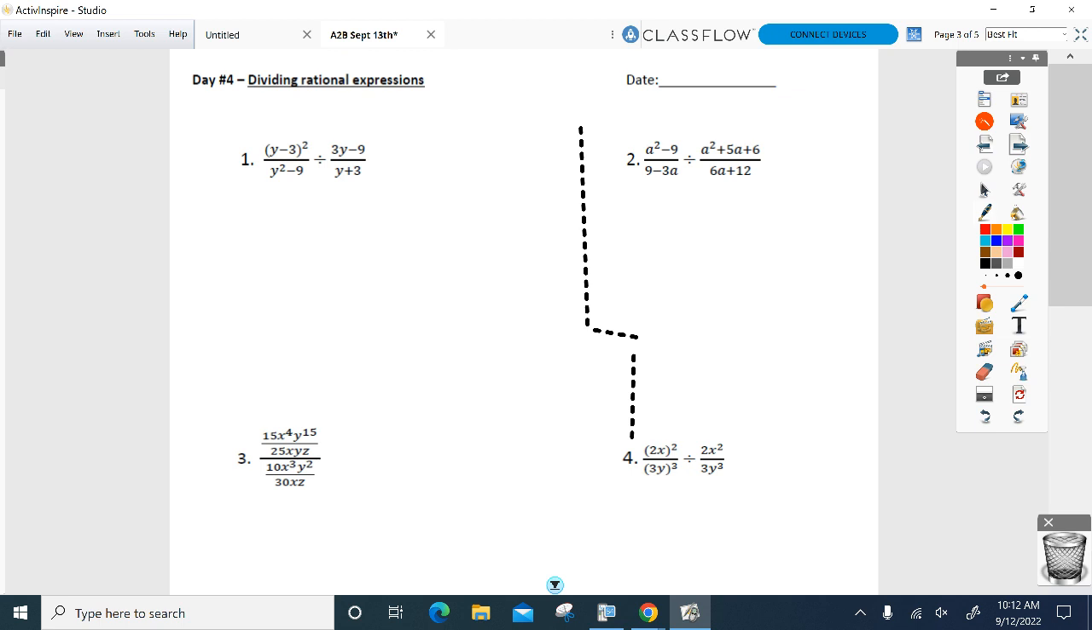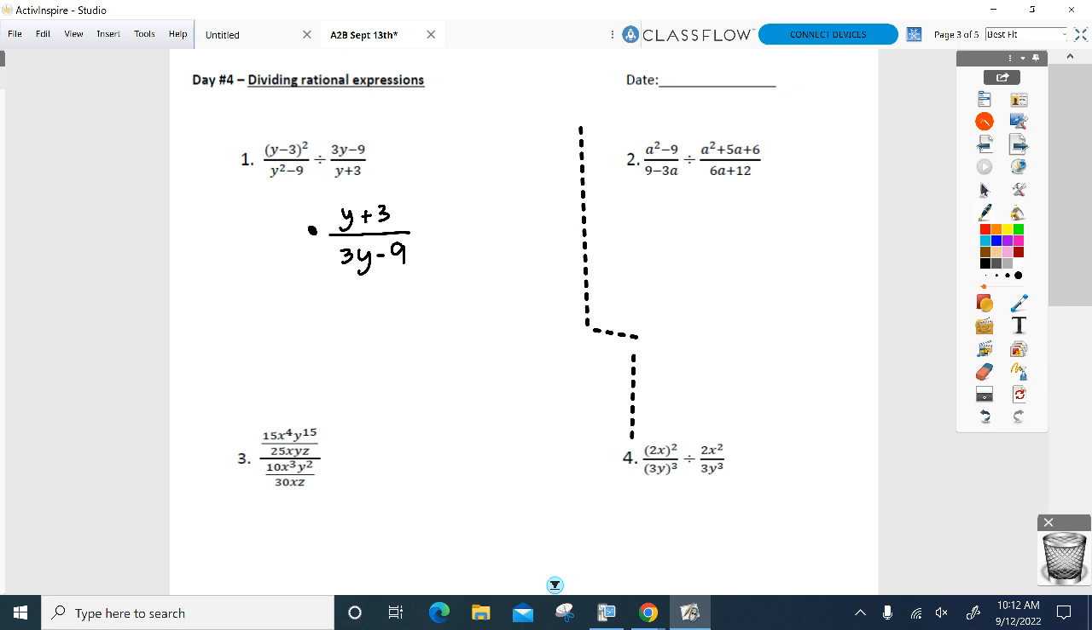Like keep, change, flip, or skip and flip. Do you remember any of those sayings at all? All right, so when you divide, here's the deal. When you divide, the division turns into multiplication, and you flip your second fraction. Well, what about the first? Nothing. You keep it the same. The only thing that gets flipped is the second one.